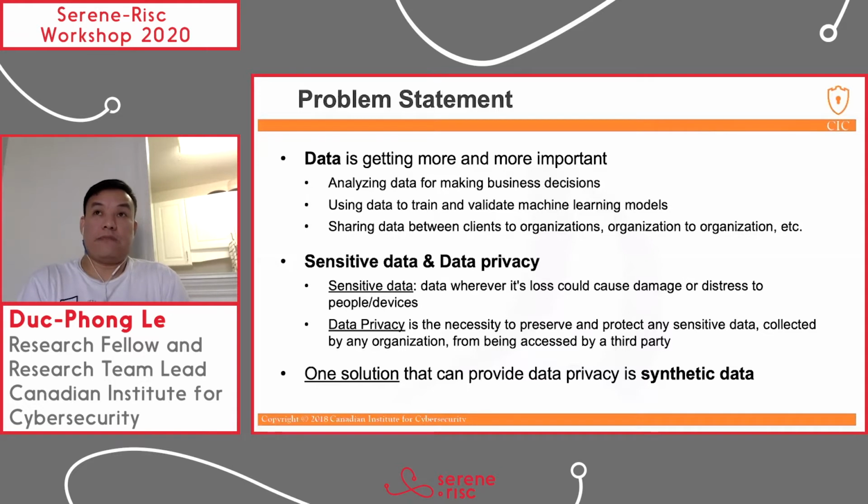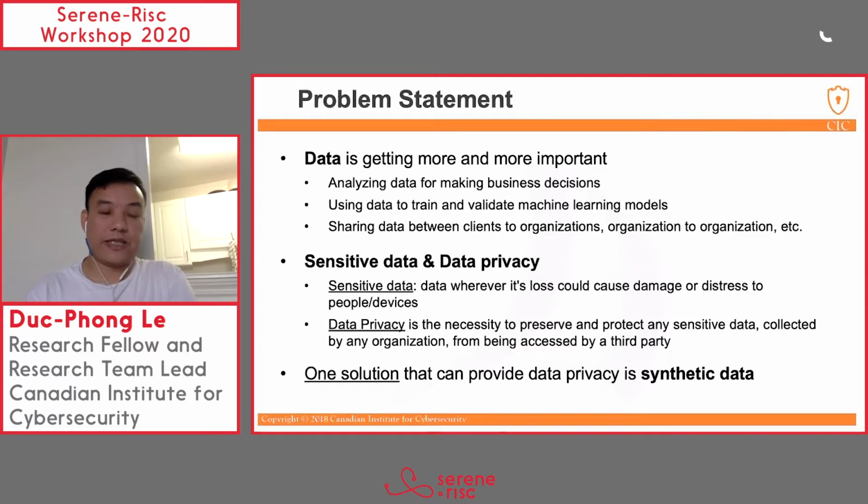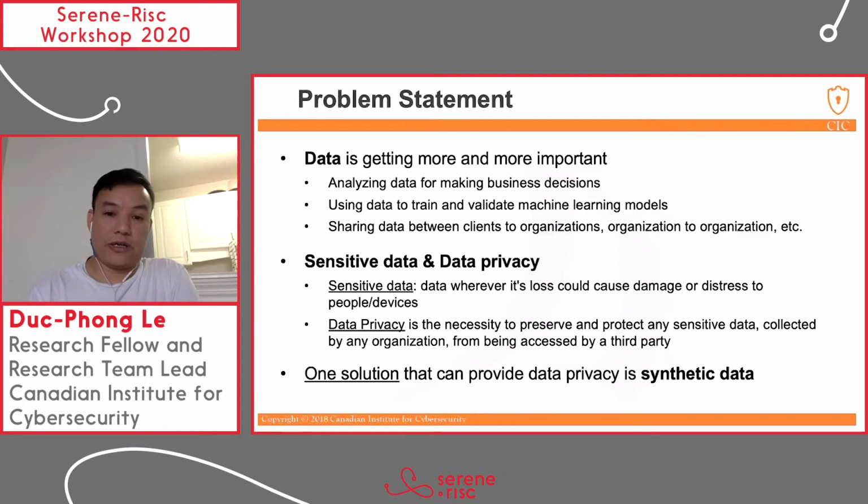Nowadays, with more and more connected devices and the Internet of Things, data is in every corner, and data is getting more important in every field of our life. For example, companies can use the data to analyze and to make a better business position. Different organizations can share the data to perform better research. But actually, we have one problem with data privacy.